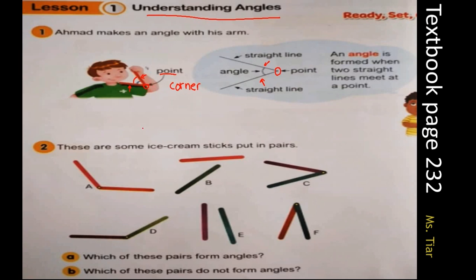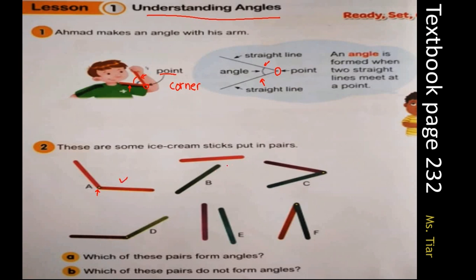So now look at question number 2 here. These are some ice cream sticks put in pairs. So you have to find out which ones are angles and which ones are not angles. How do we know whether there is an angle or not? You just check if the two lines are meeting in a point. If they are meeting in a point, we can say they are making an angle. For question A here, the two straight lines are meeting in a point, so we can say A is an angle.